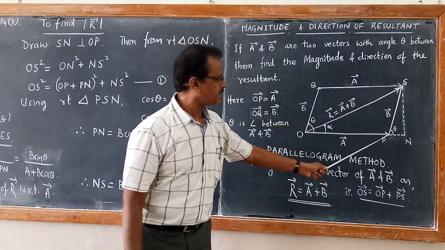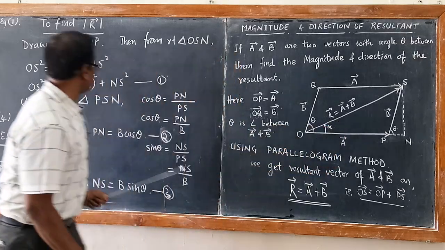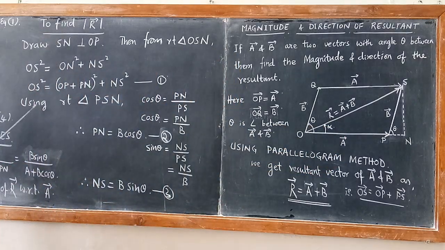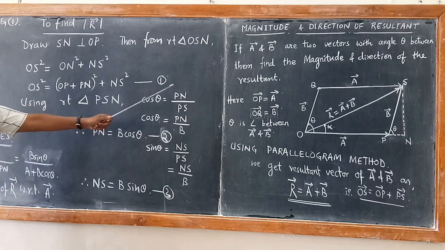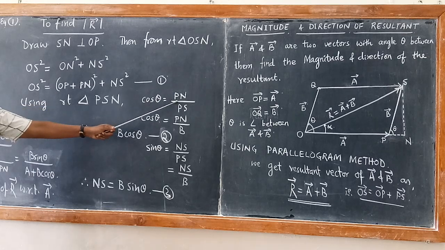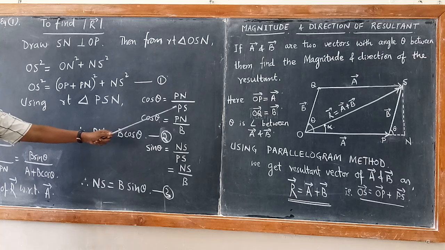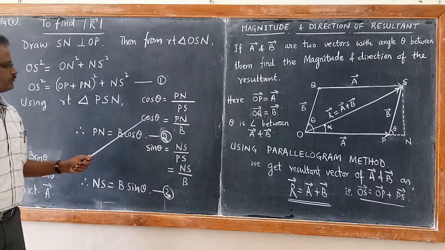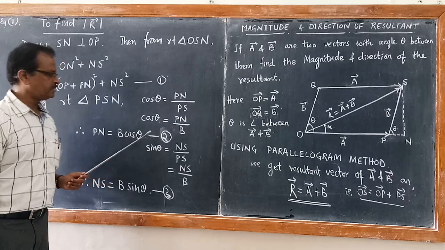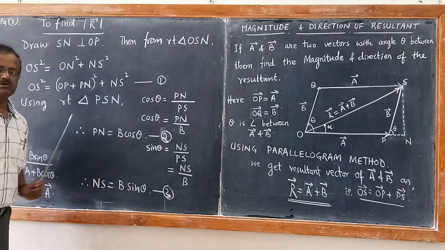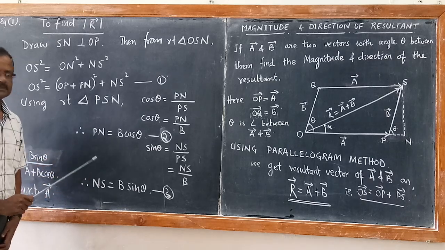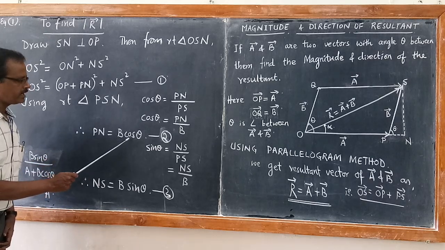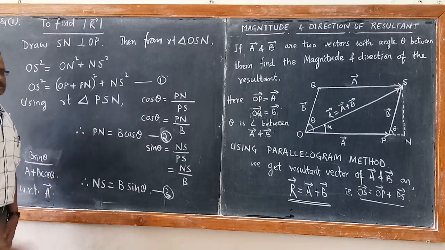PSN. Now look at this right angle triangle PSN. Cos theta. What is cos theta? Look at the triangle. Adjacent by hypotenuse. Adjacent is PN, hypotenuse is PS. We want to find out PN. Therefore, cos theta is equal to PN by B. Thus, PN is equal to B cos theta. Thus, we got the value PN. In terms of magnitude of B and angle theta, PN is equal to B cos theta.